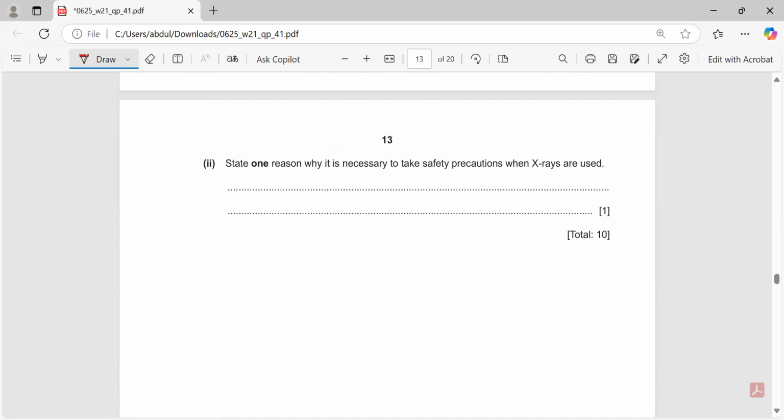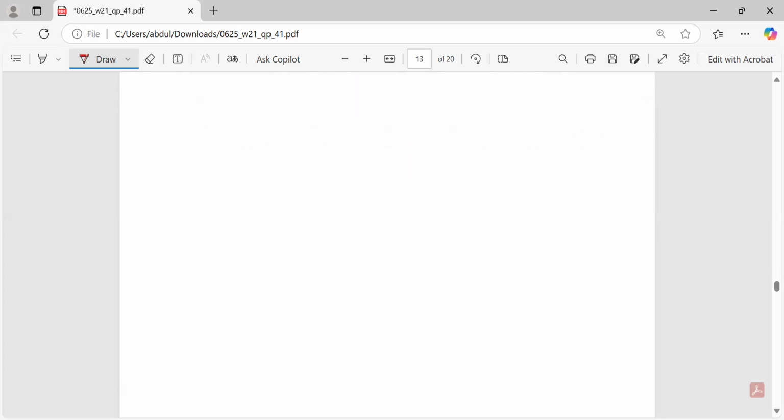Suggest one reason why it is necessary to take safety precautions when X-rays are used. So many uses are there and it can cause burns on skin. That is enough.